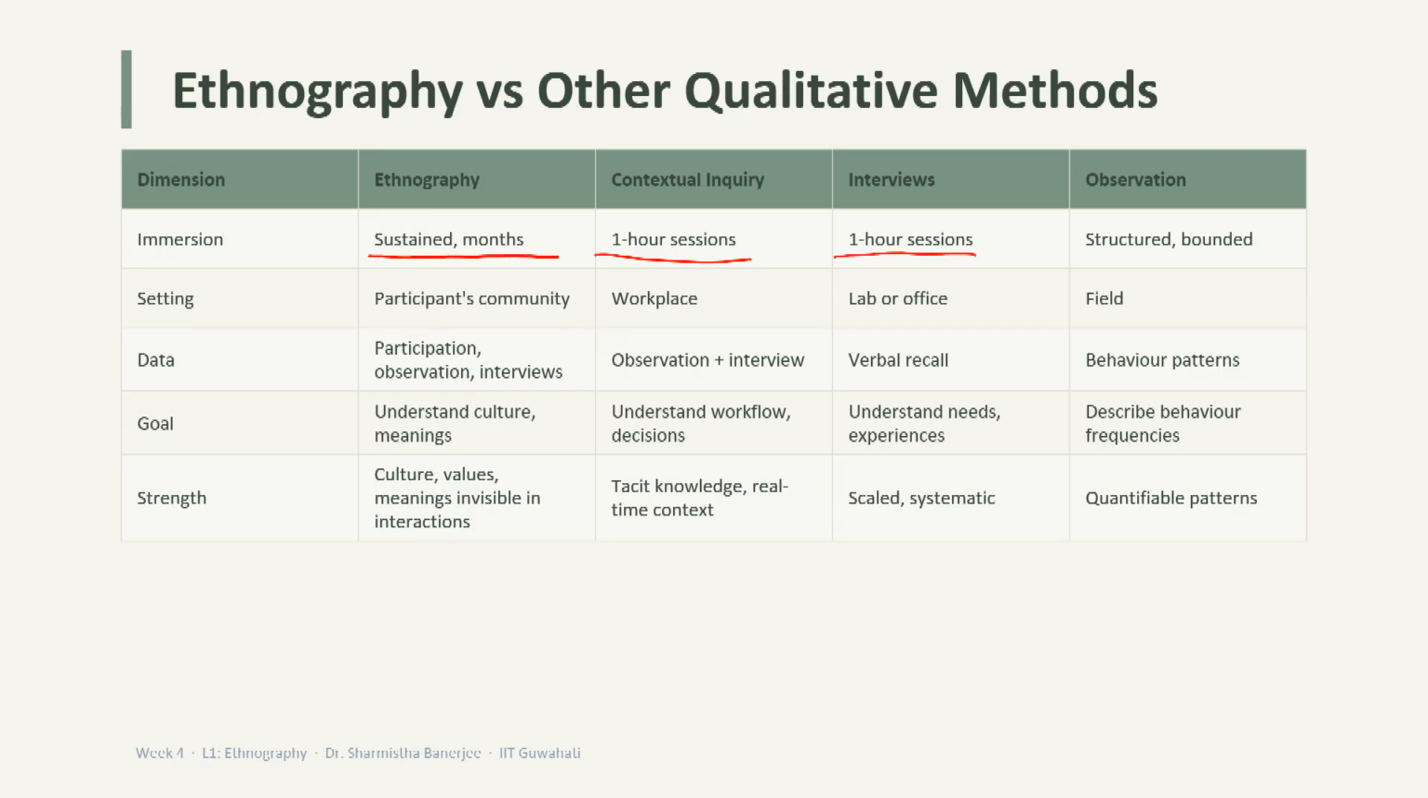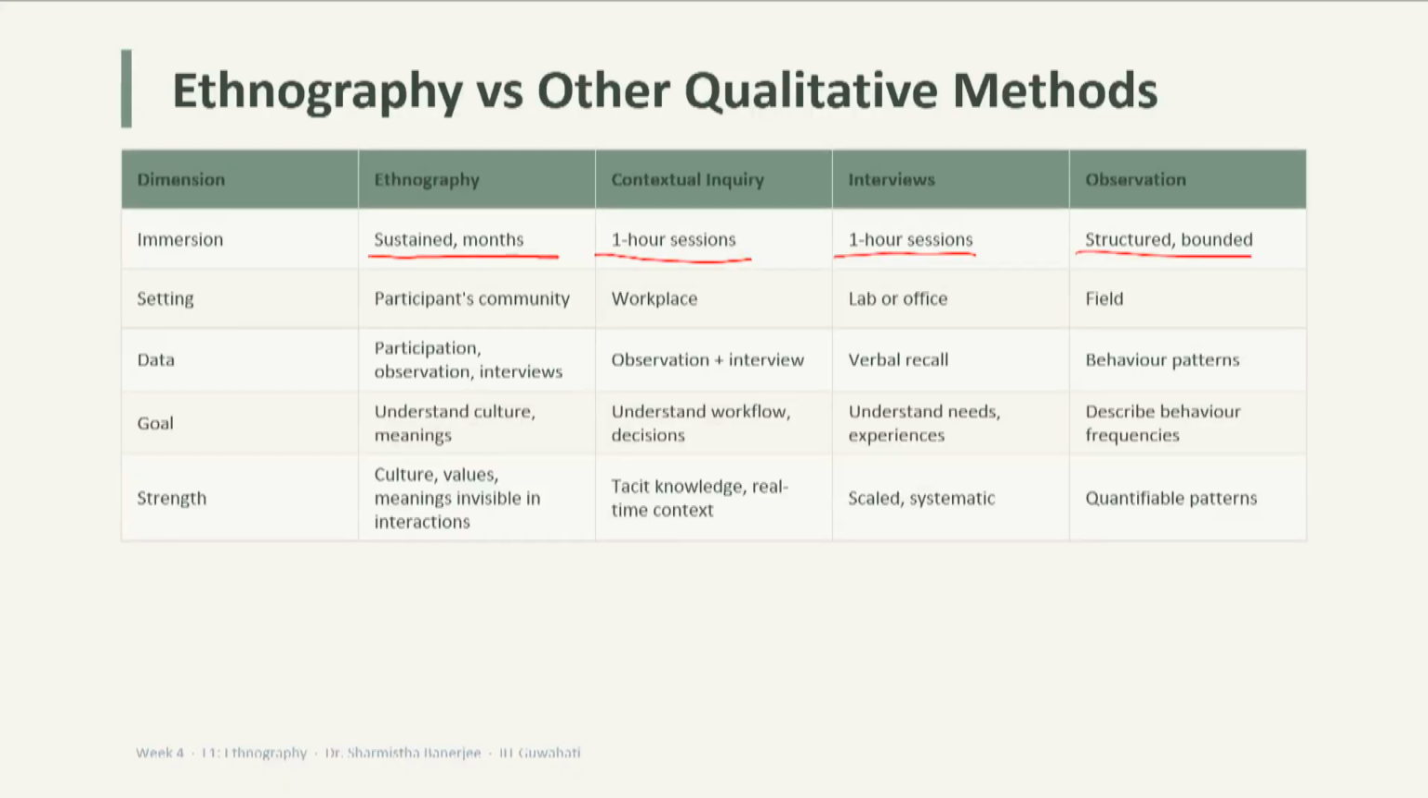When we are doing observational studies, it is again structured. The main difference between ethnography and observation is that an observational study is a bounded study of a certain object, and you do this observational study for a certain time frame. In ethnographic research, observation can become part of it. However, the way in which it becomes part of it is a little different. So ethnography is a much bigger package as compared to any of the others, and all these other methodologies can actually be absorbed within ethnography. The setting in case of ethnography is the participants' community.